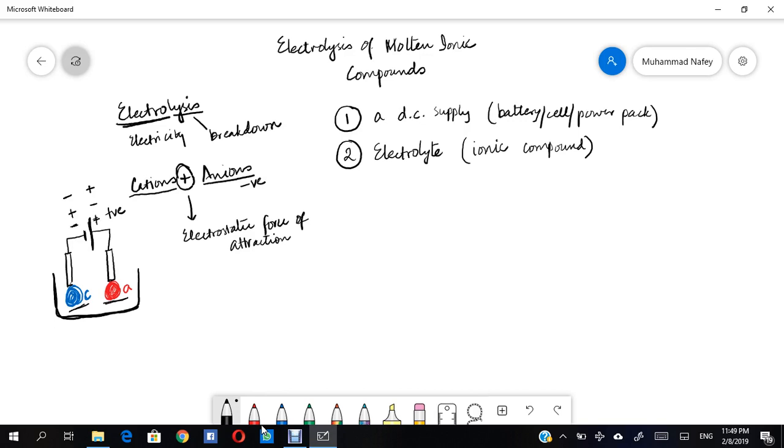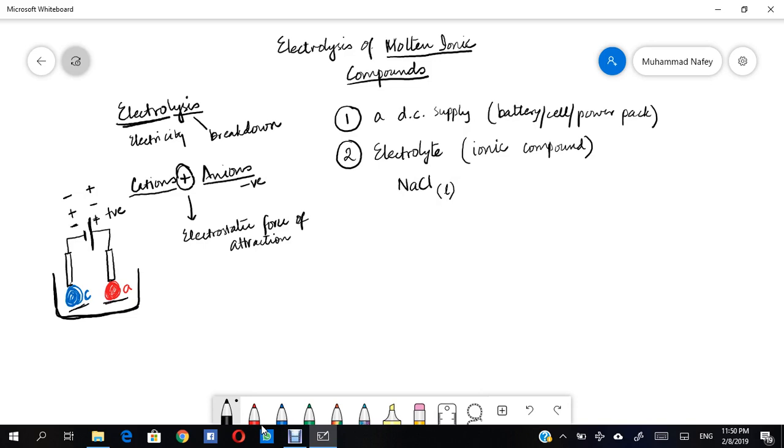So an electrolyte is defined as a substance in liquid phase, and liquid phase implies the molten form as well as the aqueous form of any ionic compound, which conducts electricity on the basis of free ions. Now, since in this video we are talking about molten ionic compounds, the electrolyte that we'll be taking is any molten ionic compound. For example, sodium chloride. And since I'm taking the molten form, it will be in the liquid state.